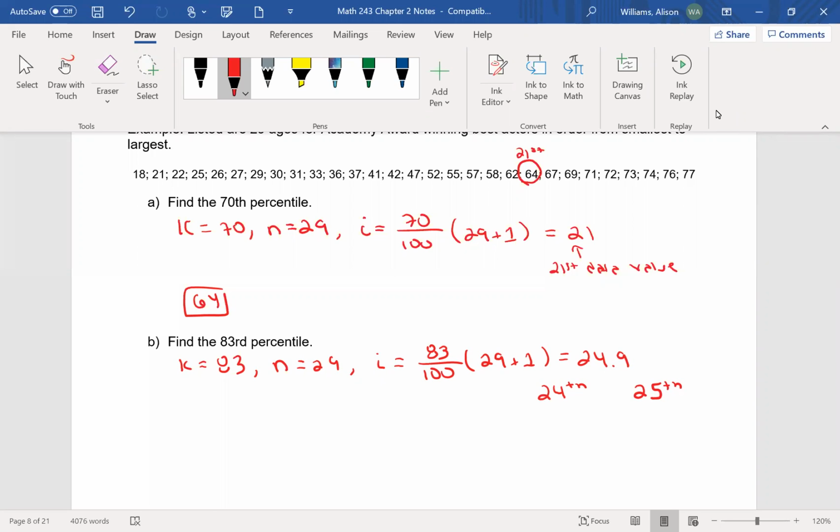Okay, so we have the 21st, so 22, 23, 24. So here we go. This is the 24th, and this is the 25th. So the 24th is 71, and the 25th is 72. So I'm going to average those. I'm going to add them together, divide by 2, which is going to give me 71.5. And that will mark the 83rd percentile. In other words, 83% of these ages are less than or equal to 71.5.